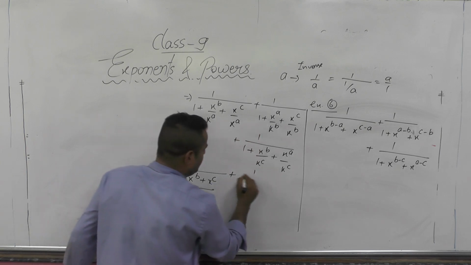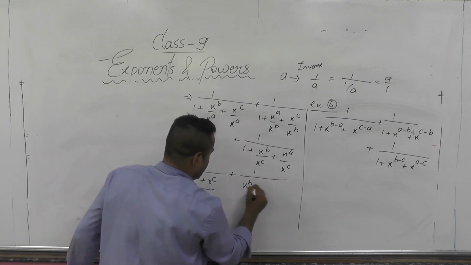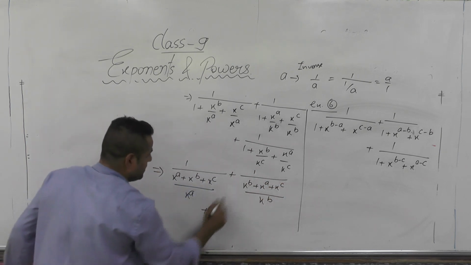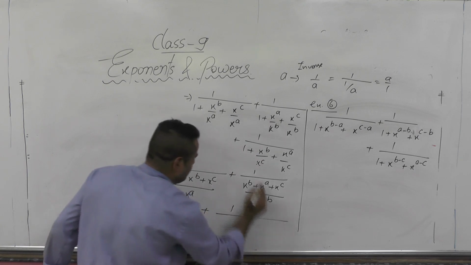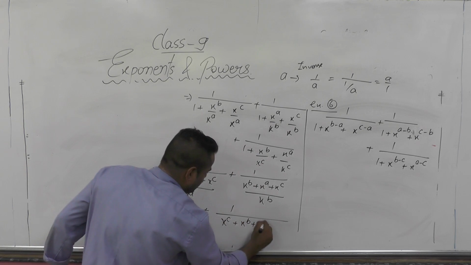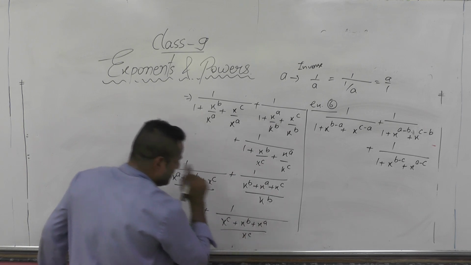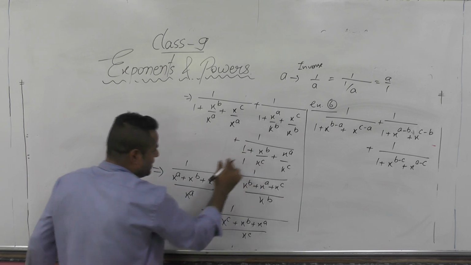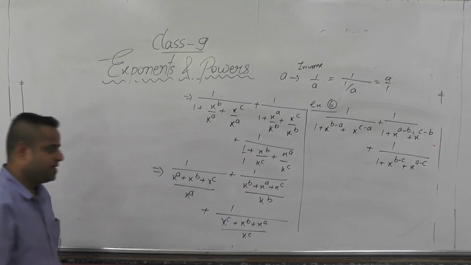Here also 1 upon x to the power b plus x to the power a plus x to the power c upon x to the power b as a common denominator. Here also in third term 1 upon x to the power c plus x to the power b plus x to the power a upon x to the power c. Okay, this x to the power c comes up here because of the LCM, because there is no denominator. You can write it 1 here.